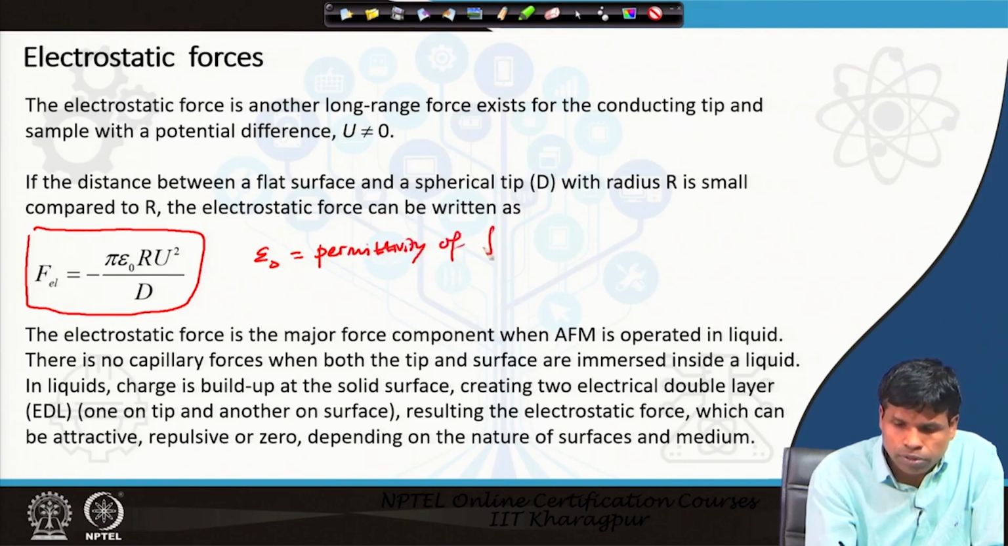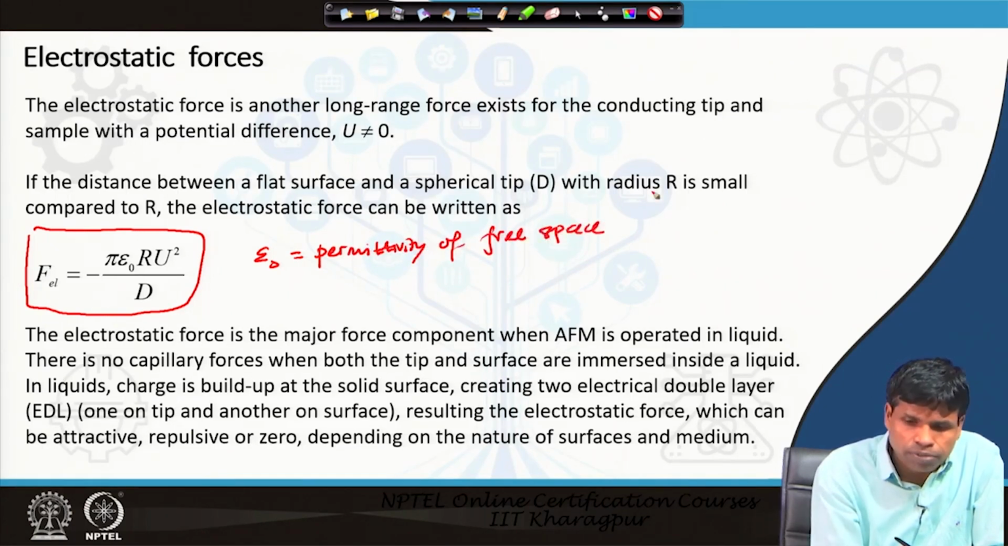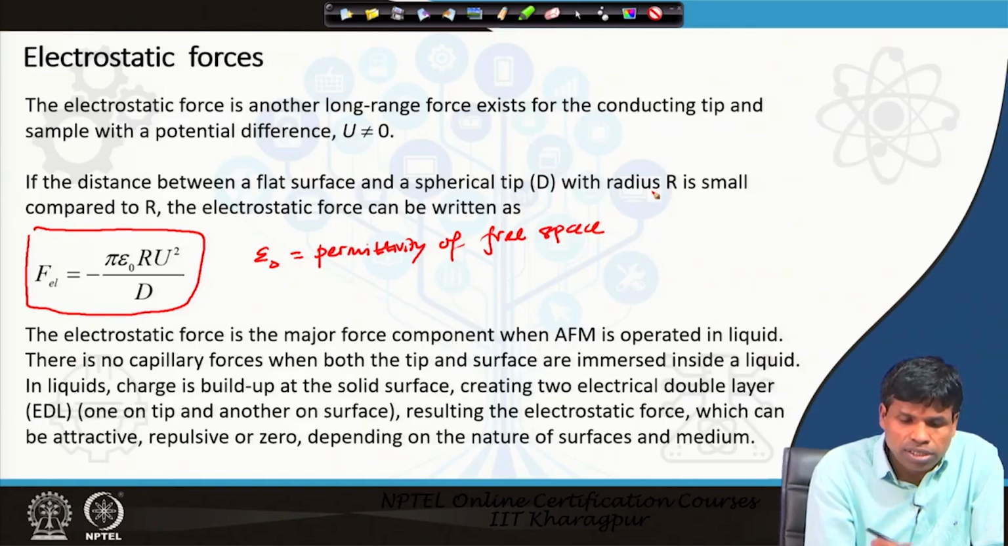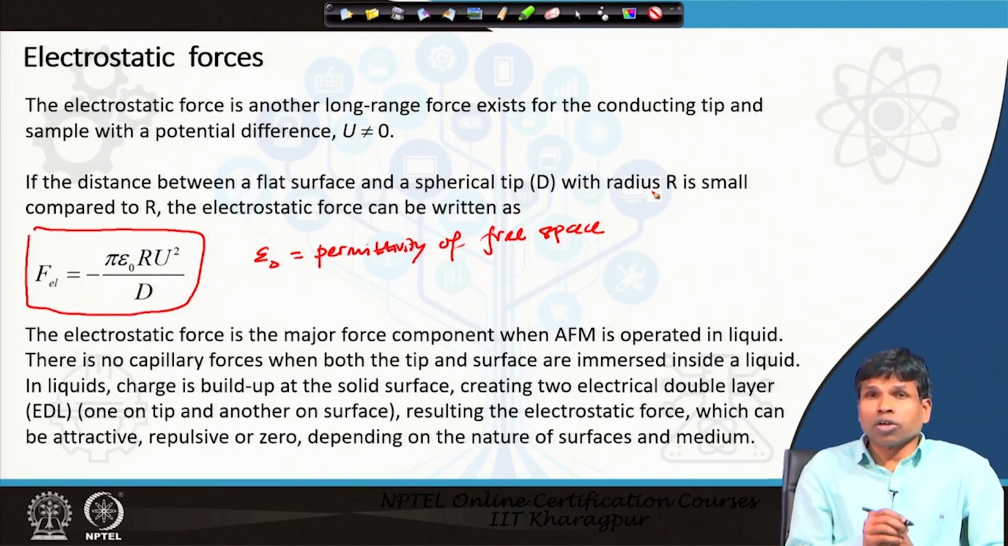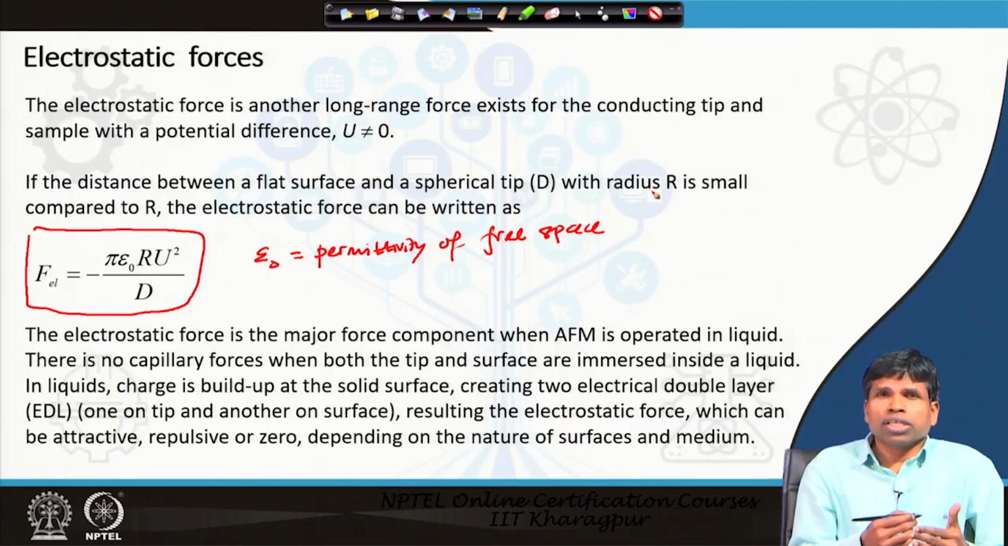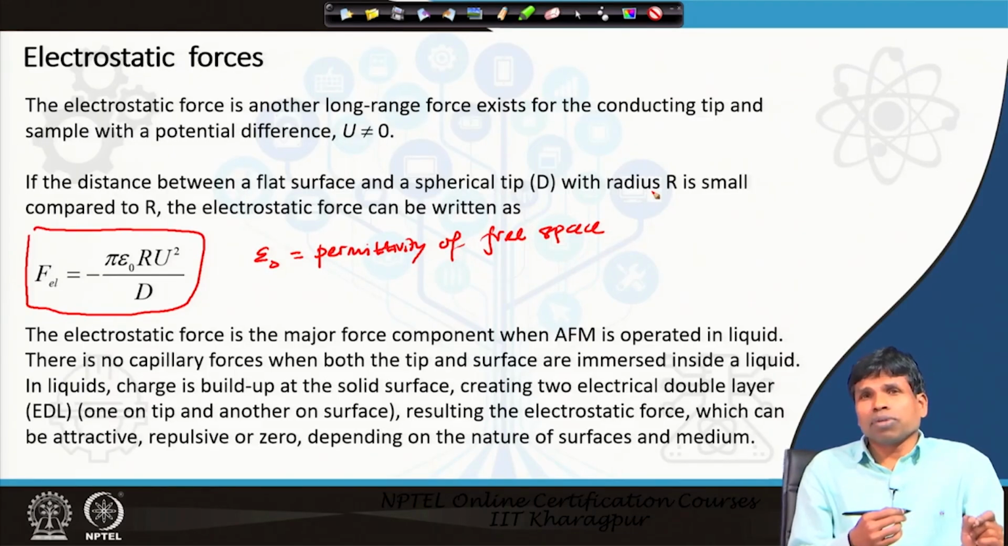where epsilon 0 is the permittivity of free space, r is the tip radius, U is the potential, and d is the distance between tip and sample. The electrostatic force is the major force component when AFM is operated in liquid, because in the liquid we have ions. So, there will be a charge on the sample surface, there will be charge on the tip, there will be electrostatic force, and in the liquid there is no capillary force.